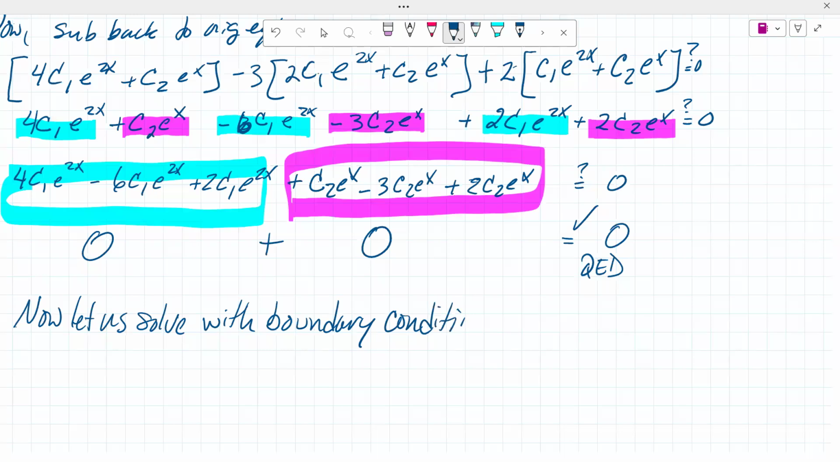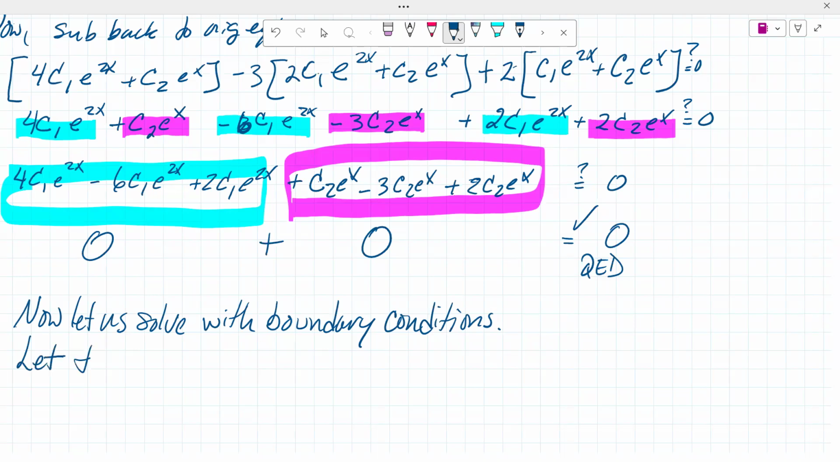Note that if no boundary conditions are given, then you're done. But if you do have boundary conditions, then we're going to need to solve it. So let's make up a problem. Let the boundary conditions for the above problem be given as y of 0 equals 0 and dy/dx at x equals 0 equals 1.